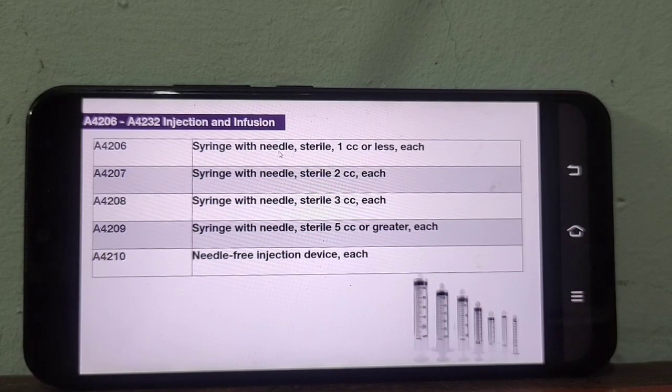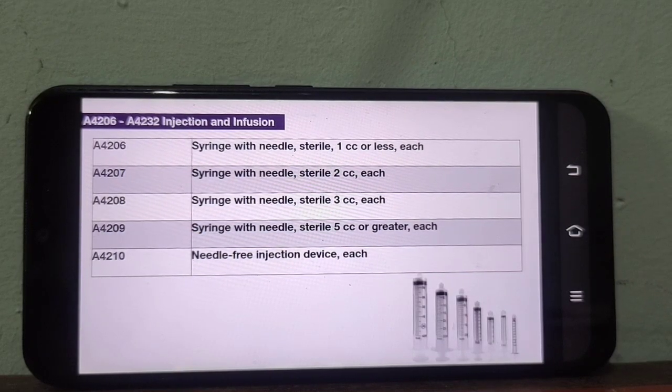So, see here guys, this is the size of the syringes. According to the size of the syringes, here we have to select the appropriate code. Here we are reporting the code for the cost of that syringe. According to the size of the syringe, the codes are classified here.